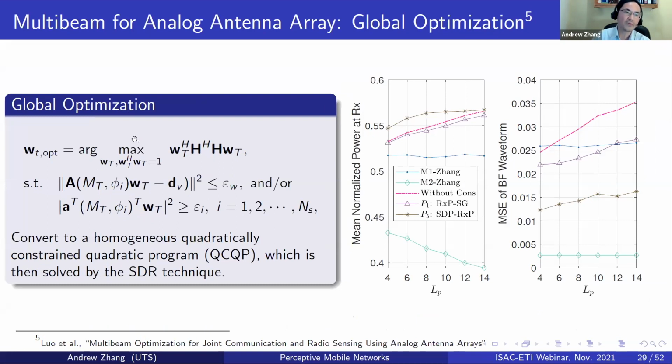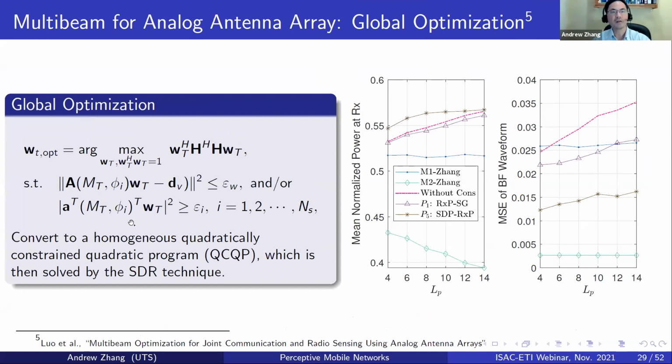Now come back to the first approach of spatial optimization, right? We optimize a single P instead of the decomposed ones. Then in this case, we can formulate what we call the global optimization problem. Here we try to maximize the received signal to noise ratio subject to the sensing requirement constraints.